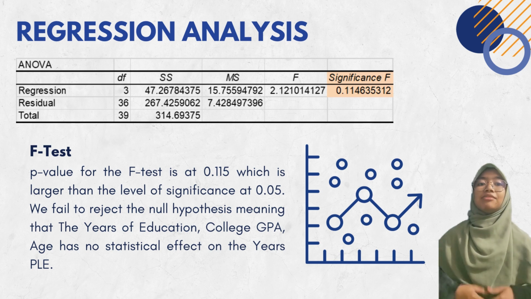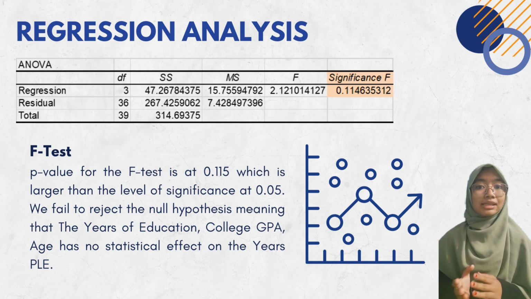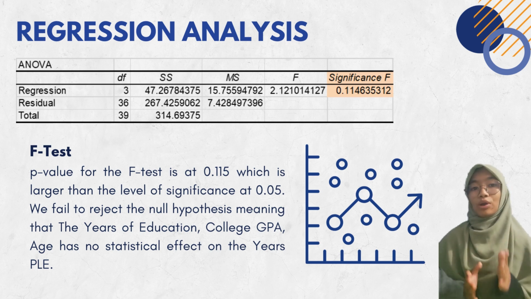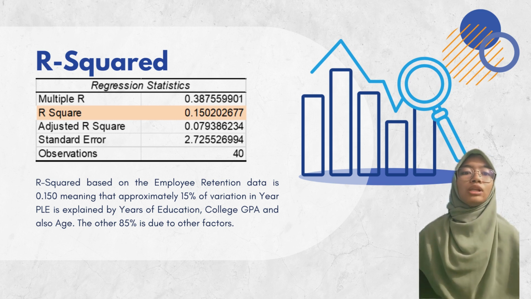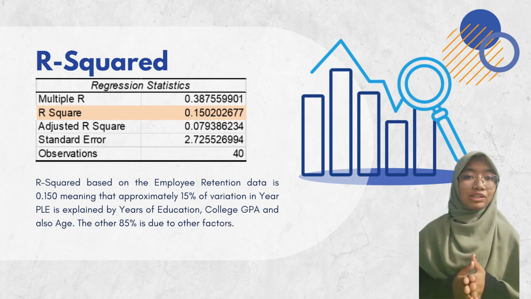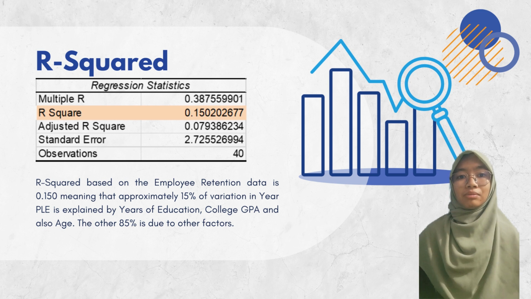For the F-test, the values show that there is no statistical effect on the years PLE from the variables since the value is 0.115. Last but not least, the R-square shows that only 15% of the variation in years PLE is explained by the variables mentioned in this question.